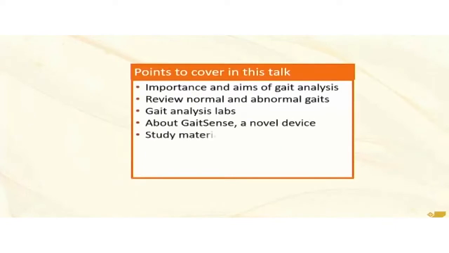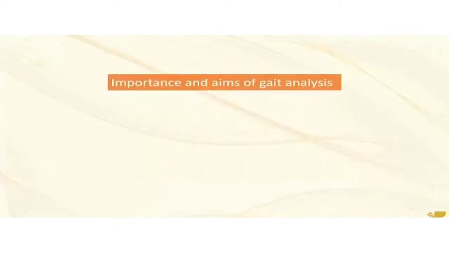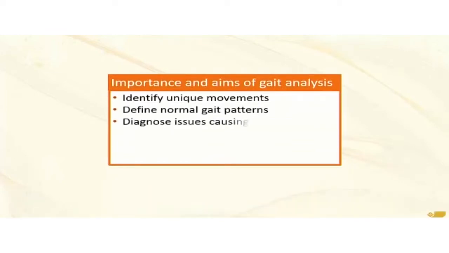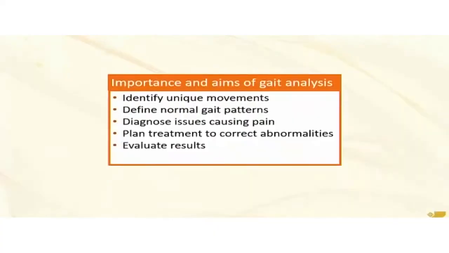So what I'm going to cover is the importance and aims of this gait analysis, review, labs, and about Gait Sense. Gait Sense is the tool which is given a name, then the study material, observation, literature search, and summary. The importance of gait: we identify unique movements, define normal gait patterns, diagnose issues which are causing pain, find the source of the pain, plan the treatment, correct deformity, and find out the results, by which you do more and more gait analysis and develop better and better methods.